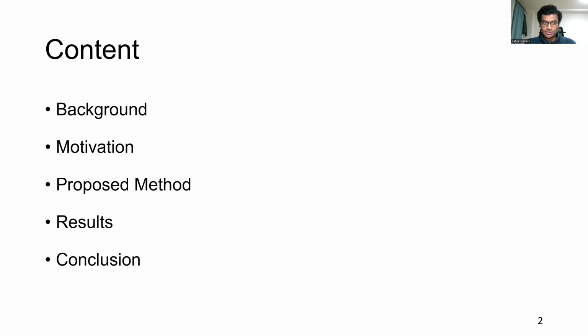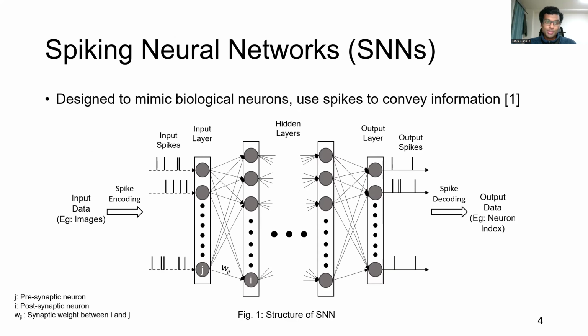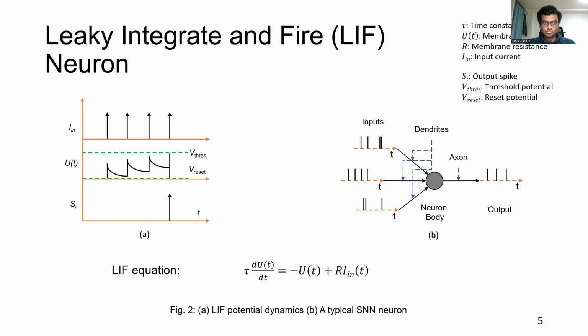So let us begin. So here's the content for today's presentation. Let us start with the background, starting with spiky neural networks. Spiky neural networks, or SNNs, are the third generation of neural networks that are designed to mimic biological neurons and use spikes to convey information. The figure below shows the structure of a typical SNN.